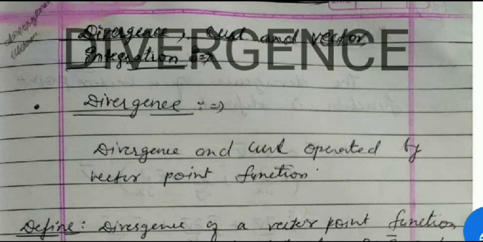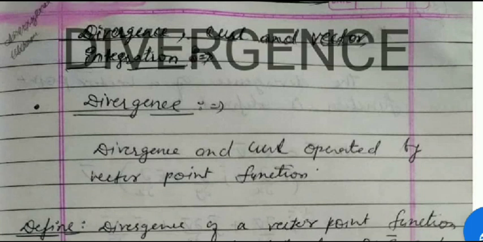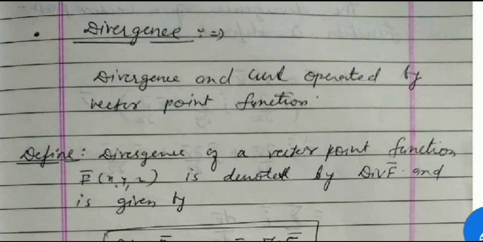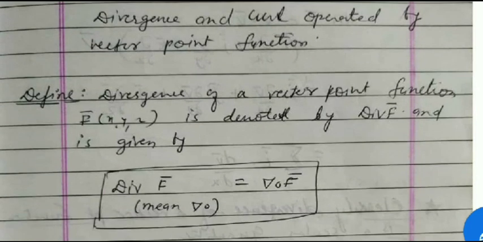Today's topic is divergence. We already know that divergence and curl are operated by a vector point function. Then what is the definition of divergence, or what is divergence?